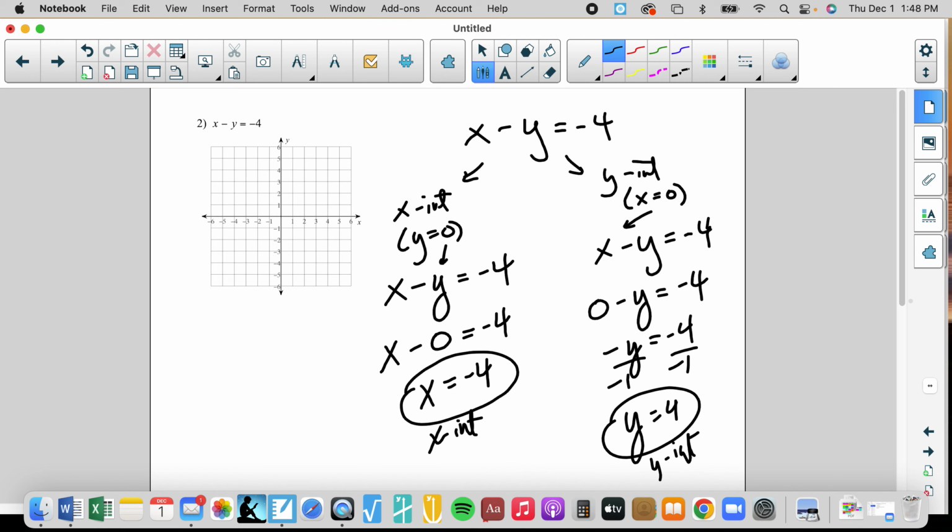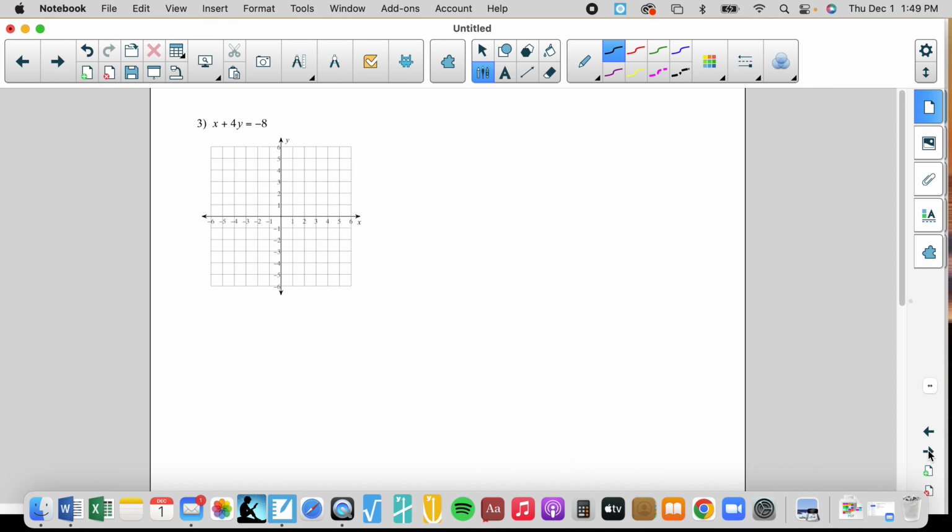Let's plot those 2 points. The x-intercept is -4. We go to the x-axis and we find -4. The y-intercept is 4. We go on the y-axis and we find +4. We have those 2 points. We connect them. We put arrows on the ends of our line to show that there are an infinite number of solutions. And then we write the coordinates next to the points. Nice and easy, nice and efficient.